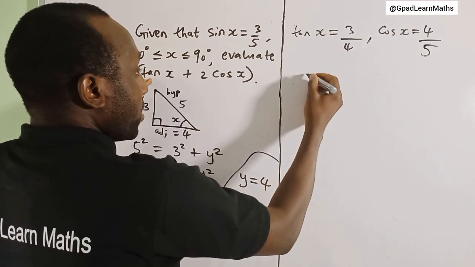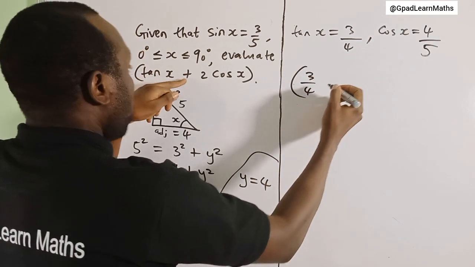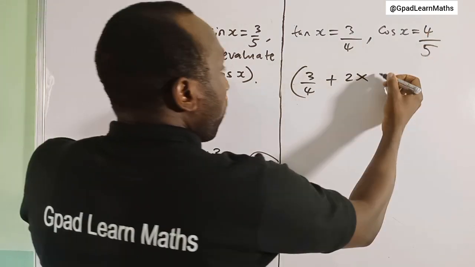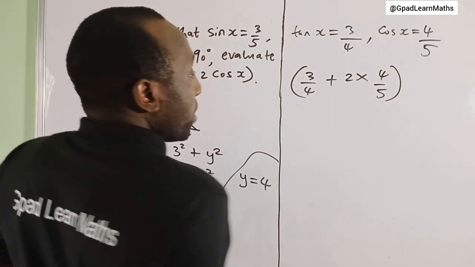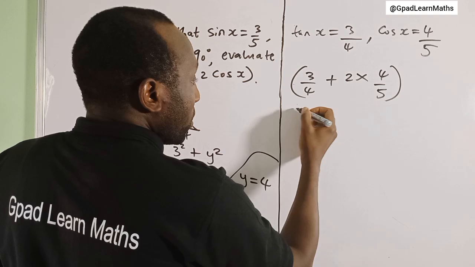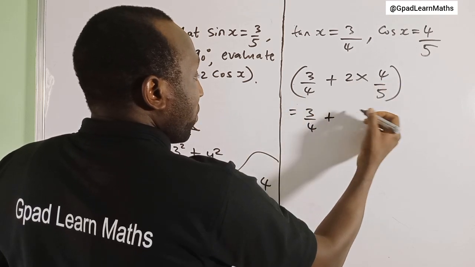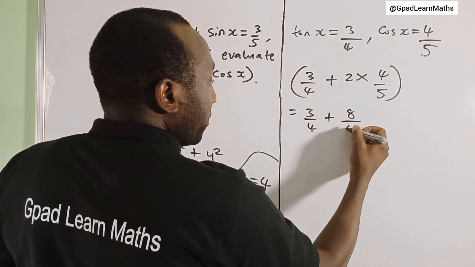We can now evaluate this: tan x plus 2 cos x. So that's, what's tan x? 3 over 4 plus 2 cos x. That's 2 times, what's cos x? 4 over 5. Let's go on with this now. So that's 3 over 4 plus 2 times 4 is 8, then over 5.